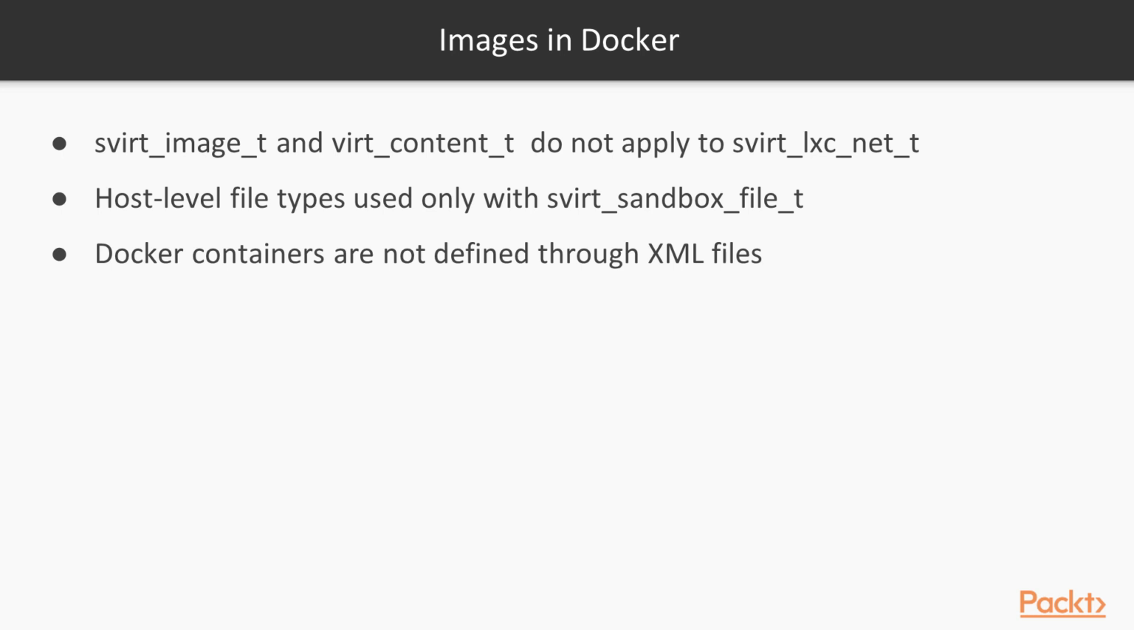As Docker does not use the same concept of images as higher virtualization technologies, those supported through libvirt, the image-related types such as SVirt image T and virt content T do not apply to the SVirt LXC net T type enforcement. Instead, host-level file types are used with only the SVirt sandbox file type being explicitly used for resources that can be fully managed by a container. Unlike libvirt, Docker containers are not defined through XML files. Changing SELinux controls on containers is handled through the command line.